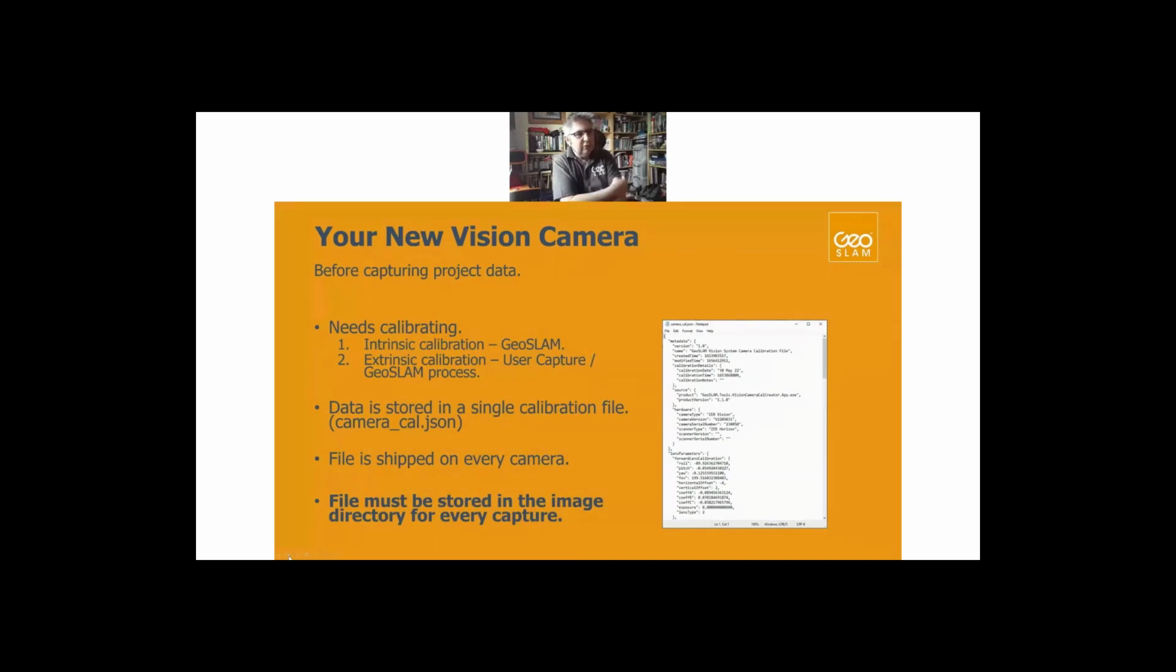So all that data is stored in a single calibration file, which is in a human readable JSON format, and these are stored on the camera. At the moment, every time we ship a camera, you'll receive on that drive this cameracal.json file with these parameters in them.